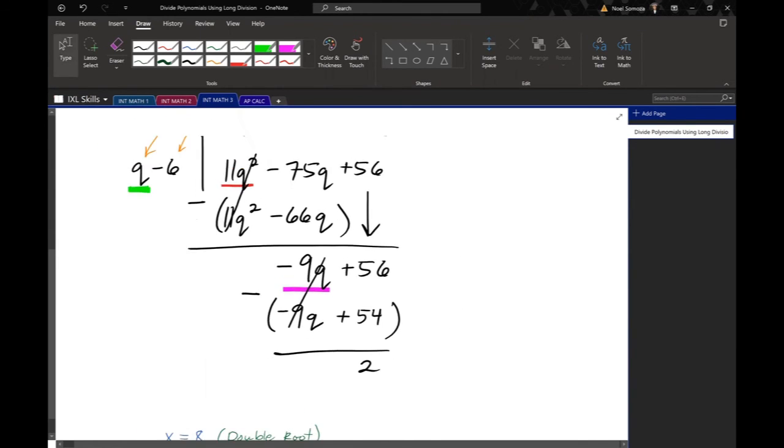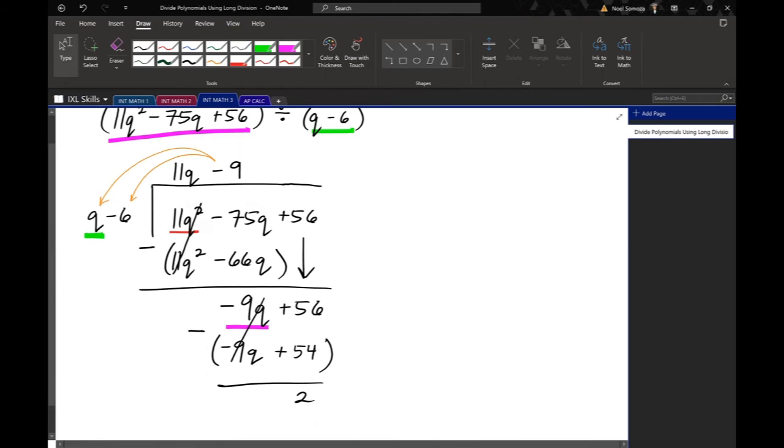So what do we do in this situation? I have this 2 left over. Is there anything I can multiply by q in order for it to be equal to 2? The answer to that question is that there isn't anything. So what does that make 2? That makes 2 a remainder. This is what we call a remainder. How do we express a remainder when we're dealing with polynomials?